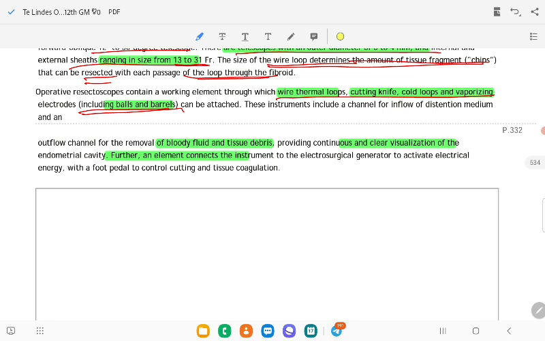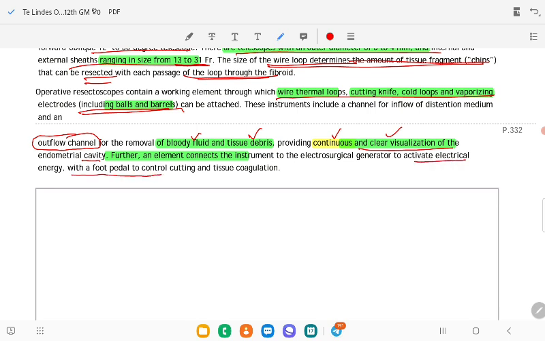The outflow channel is for the removal of bloody fluid and tissue debris, providing continuous clear visualization. What is the function of the outflow channel? It will remove the bloody fluids and tissue debris and provide a continuous clear drainage system, with clear visualization of the endometrial cavity. Further, an element connects the instrument to the electrosurgical generator to activate electrical energy with foot pedal control, for cutting and tissue ablation.